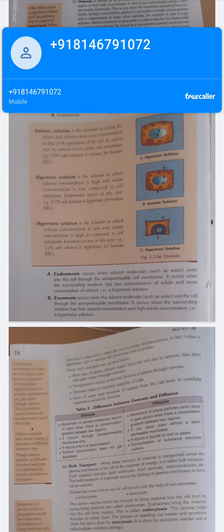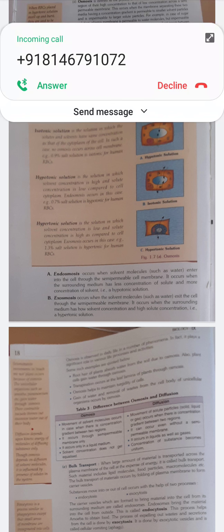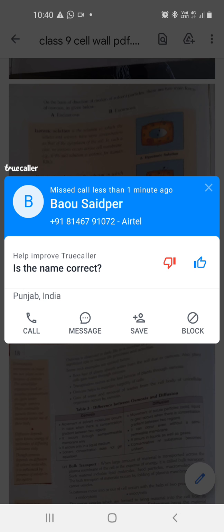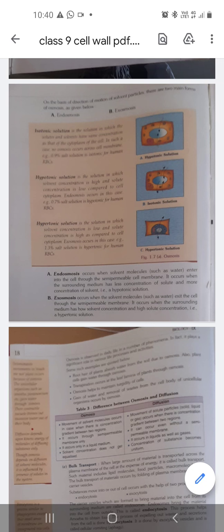Bulk transport is further of two types. The first one is endocytosis and the second one is exocytosis. The carrier vesicles, which are formed to bring the material into the cell from its surrounding medium, are called endosomes. What are endosomes? They bring the material into the cell from outside. This is called endocytosis.